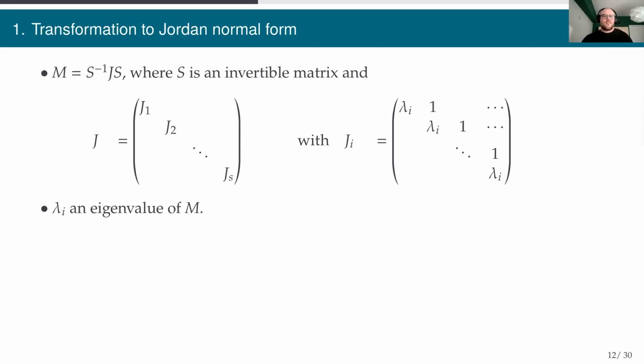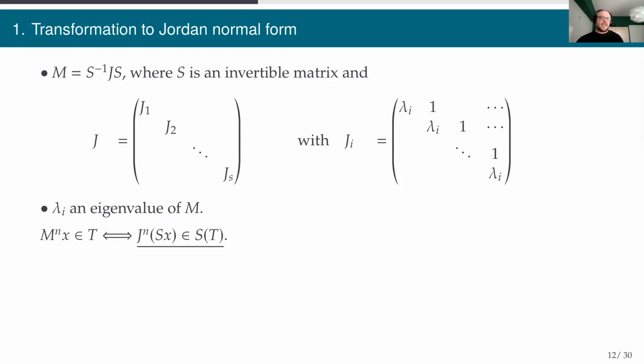But well, okay, here, first of all, we're transforming into Jordan normal form. This means that you have some invertible matrix S and a Jordan matrix J. It's a block diagonal matrix with Jordan blocks on its diagonal. And these Jordan blocks have a particular form. They have the eigenvalues on the diagonal, and then on the super diagonal you just have ones. Everywhere else you have 0.